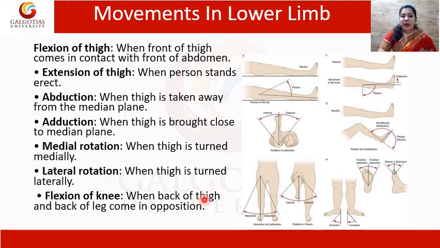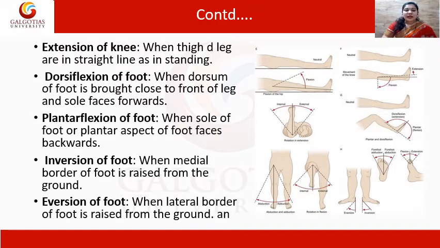Flexion of the knee is when the back of the thigh and back of the leg come in opposition. Extension of the knee is when the thigh and leg are in a straight line, as in standing. This is the extension of the hip.